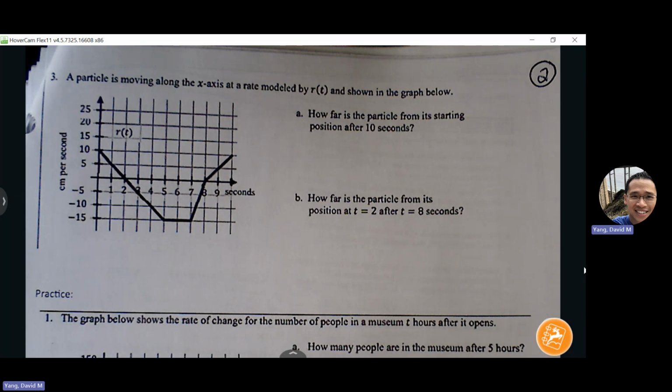Yeah. So it says, how far is the particle from the starting position after 10 seconds? So first, see if you can identify the region between the graph and the x-axis. Sometimes that alone is throwing students off, because you may see different geometric shapes there, but you only care about what's between the graph and the x-axis. So if you're shading the wrong portions, then that's going to throw off all of your answers. So let's just make sure.